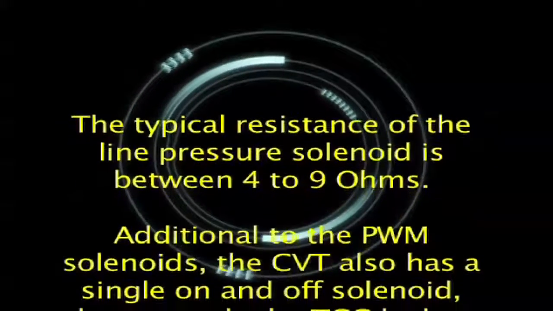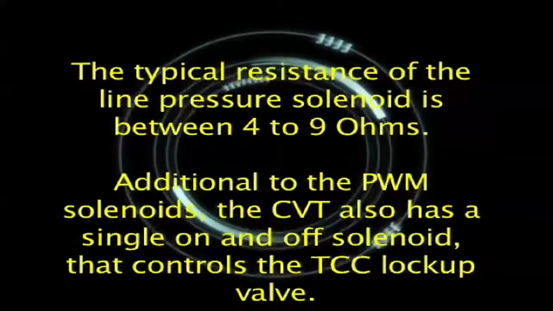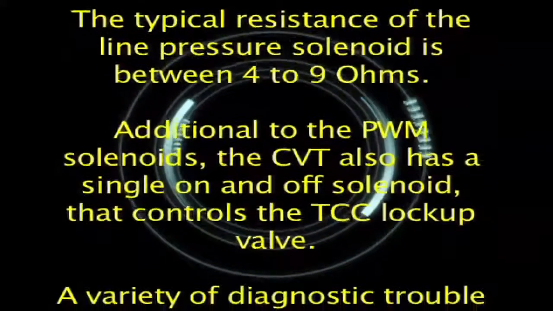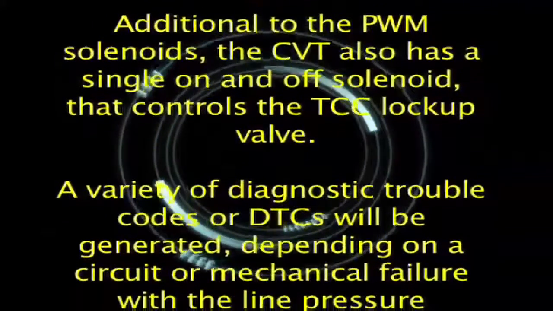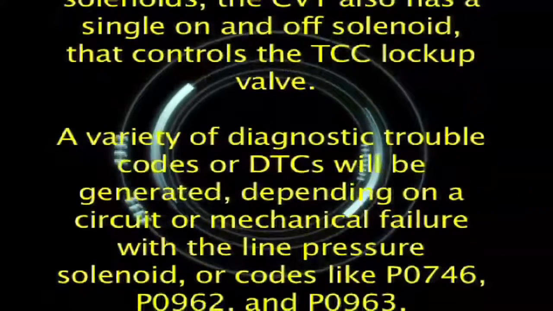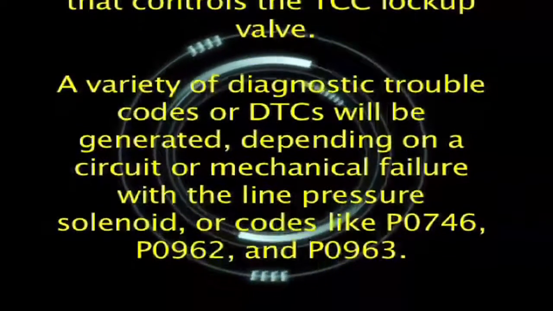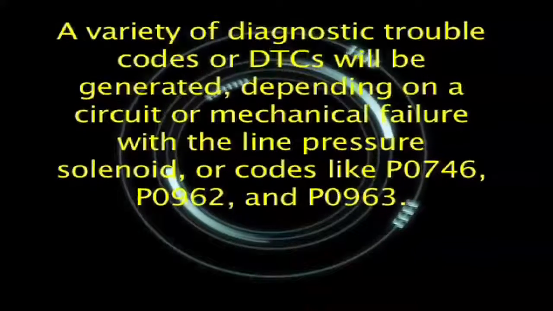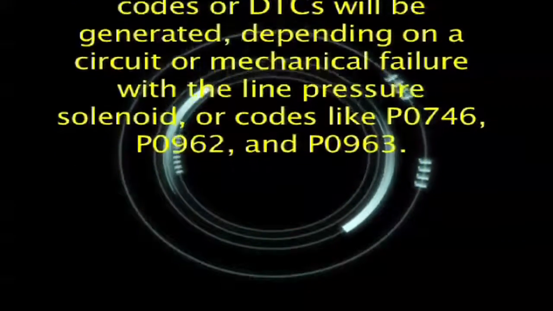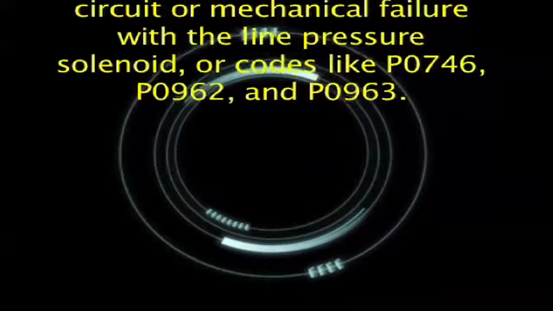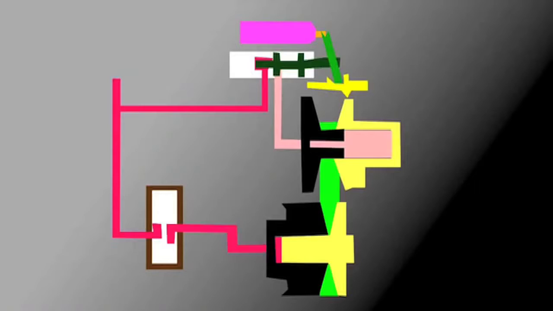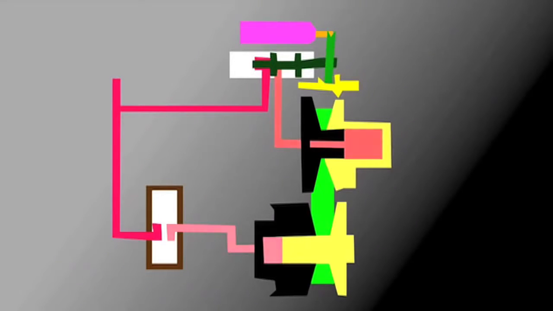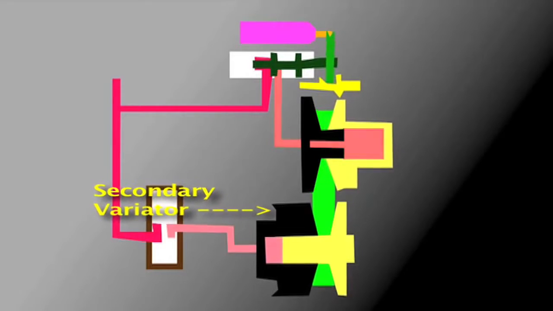In addition to the PWM solenoids, the CVT also has a single on and off solenoid that controls the TCC lockup valve. A variety of diagnostic trouble codes, or DTCs, will be generated, depending on a circuit or mechanical failure with the line pressure solenoid, or codes like P0746, P0962, and P0963.